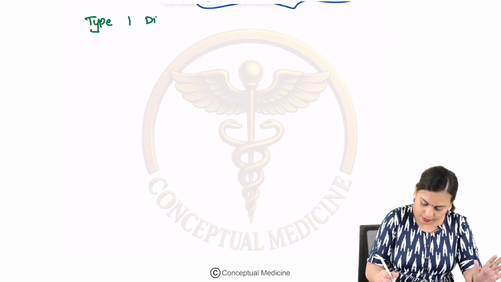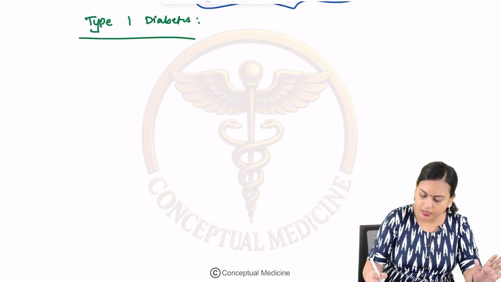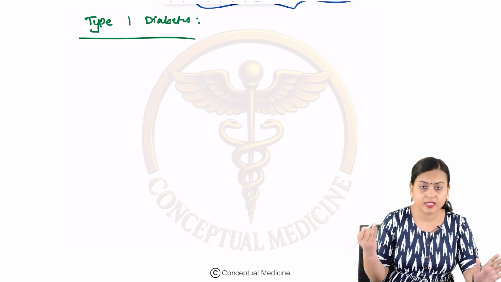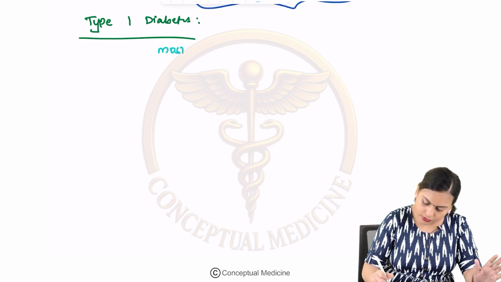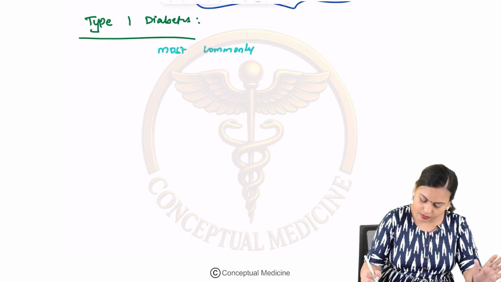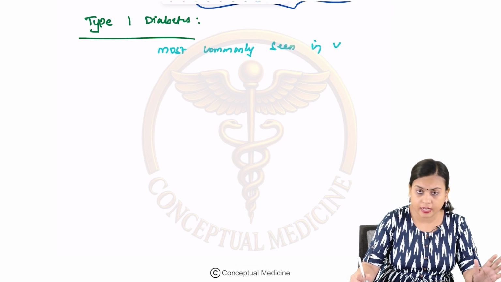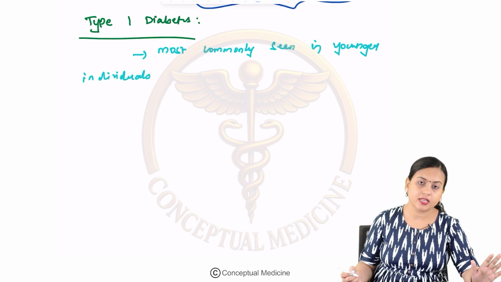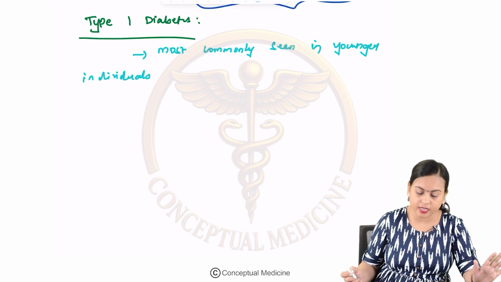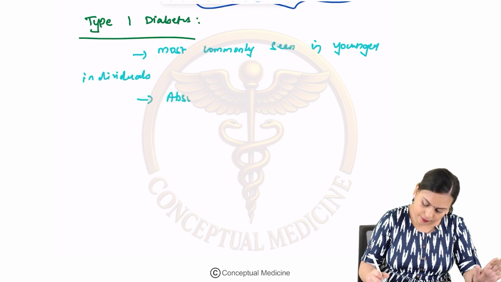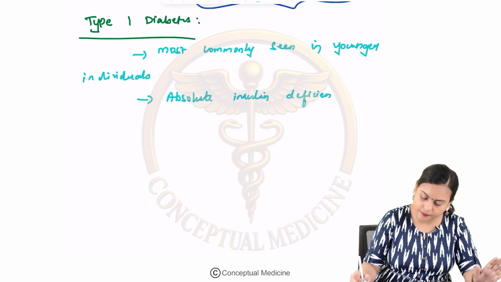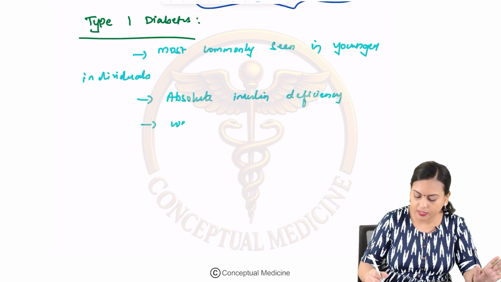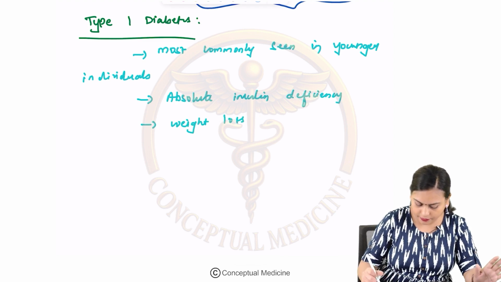So, type 1 diabetes. We know this most commonly occurs in young individuals, right? So, most commonly seen in younger individuals. What is happening in type 1 diabetes? There is absolute insulin deficiency, right? Most of the times it is associated with weight loss.